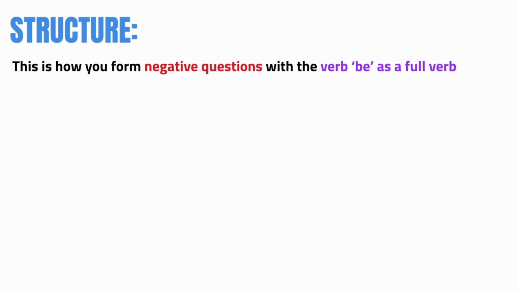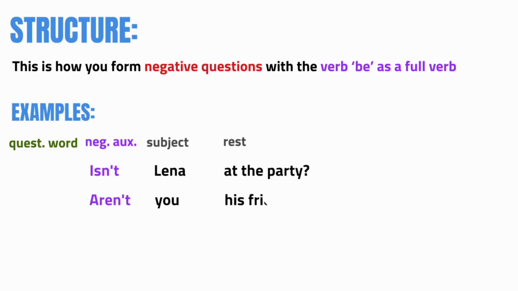And there is one more thing. Perhaps you've noticed that there can be a difference when the verb is a form of to be. And here we go. This is how you form negative questions with the verb be as a full verb. Examples. The structure is the same. And there are cases when there is a question word, and there are questions when you don't need a question word. Isn't Lena at the party? Aren't you his friend?